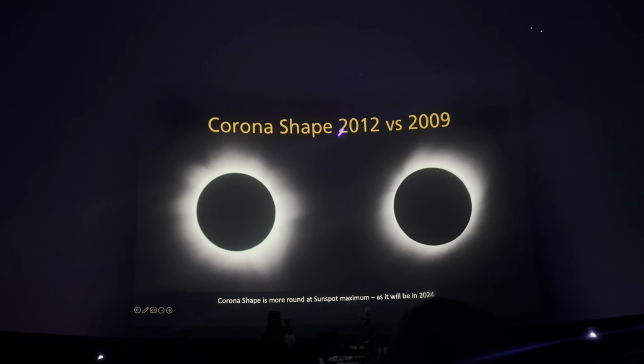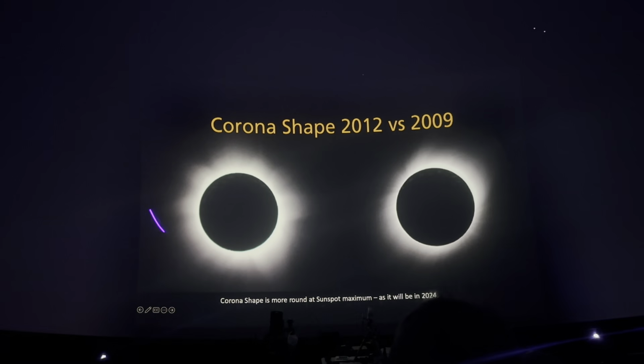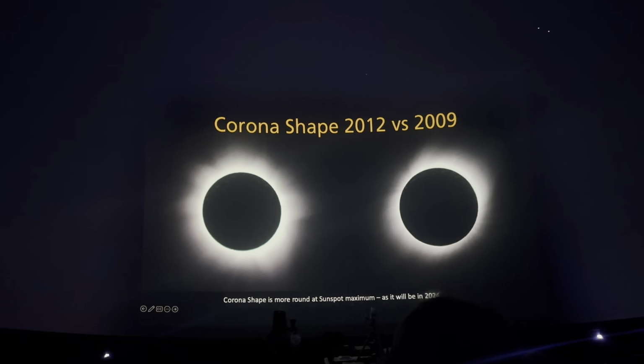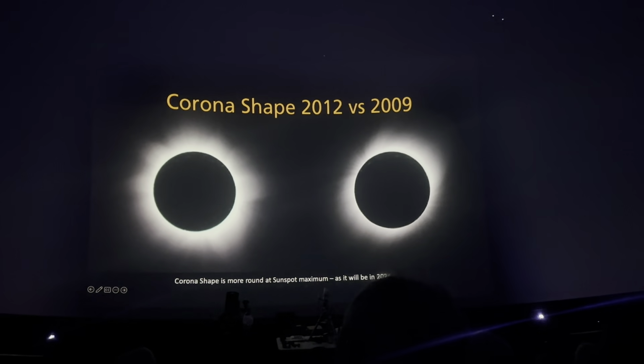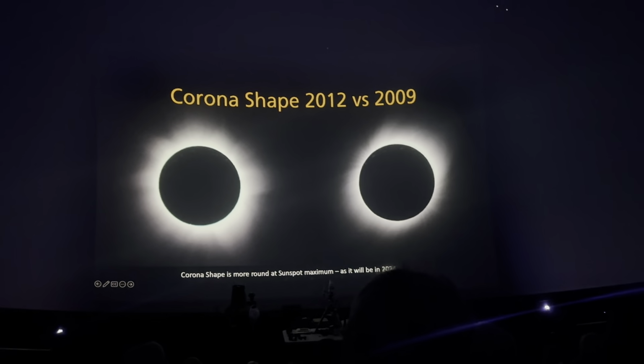We think the corona is going to be more round because we're nearer to sunspot maximum, as opposed to being a long corona like this. That's good. More corona.